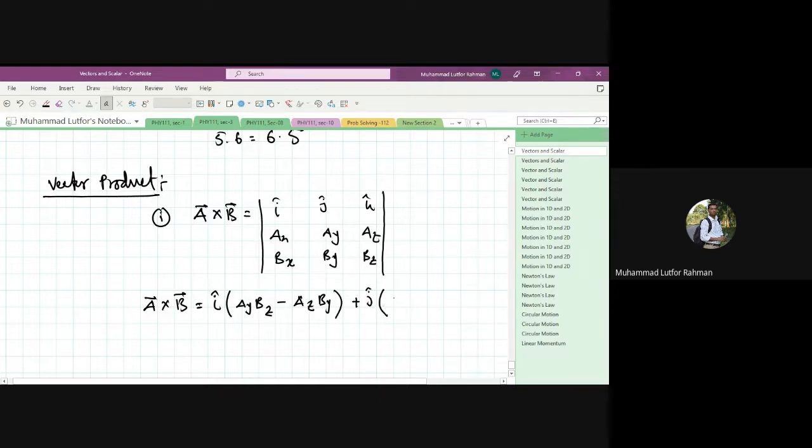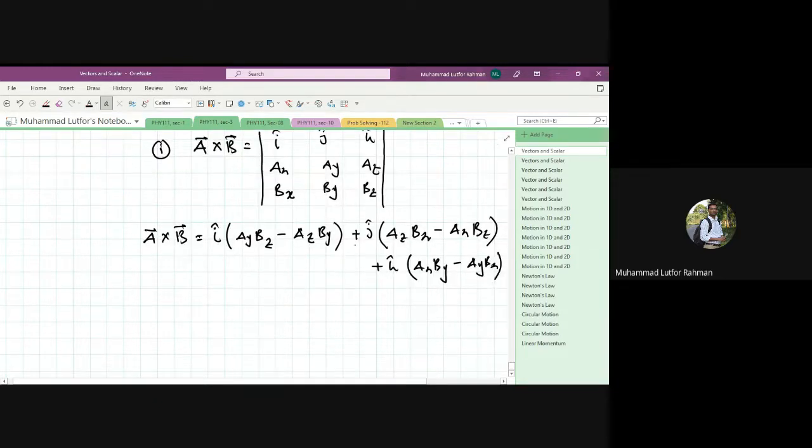In that case, it would be az bx minus ax bz plus k hat, it would be ax by minus ay bx. Sometimes you will find the minus sign in some of your books or reference books, then this thing is reversed. If you use the minus sign over here, it would be ax bz minus az bx, right? But I use the plus sign. Why do I use the plus sign?